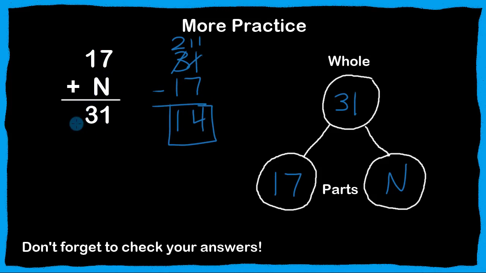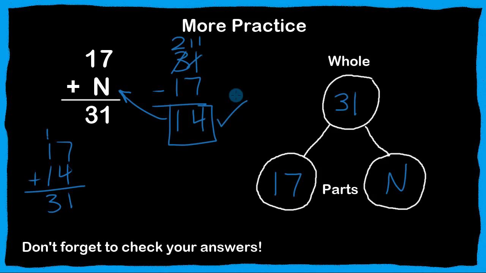And again, it's important to check our answers on these. So you take the 14, put it back in the place of n. 17 plus 14. And if we add this up and get 31, then we know our answer is correct. So 7 plus 4 is 11. So we'll put a 1 down here and a 1 up here. 1, 1, 1 is 3. And we have 31. So our answer is correct.